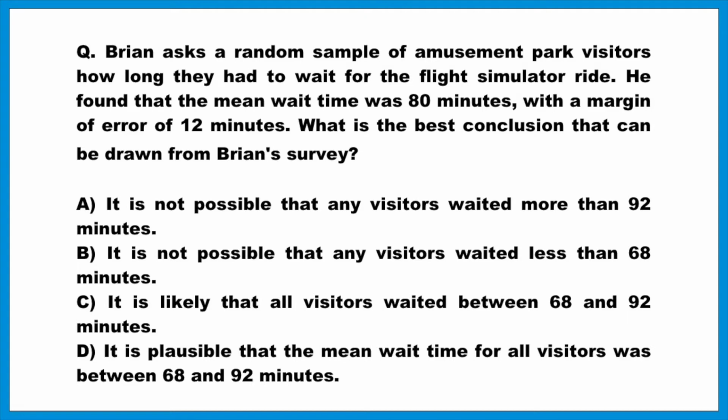The tests also like to ask about surveys and data collection. Here's another common trap that might come up. Brian asks a random sample of amusement park visitors how long they had to wait for the flight simulator ride. He found that the mean wait time was 80 minutes, with a margin of error of 12 minutes. What is the best conclusion that can be drawn from Brian's survey?